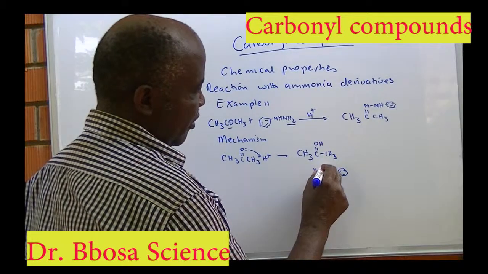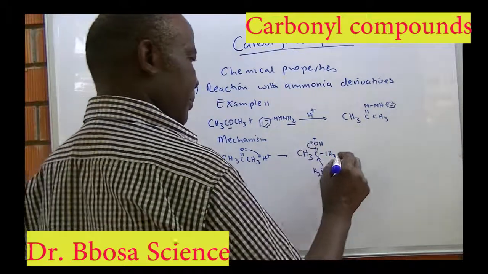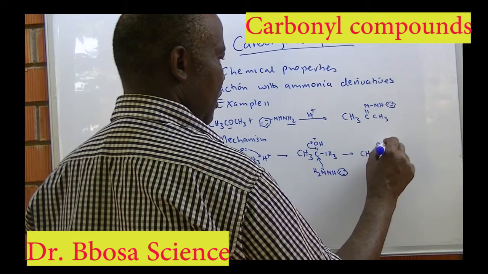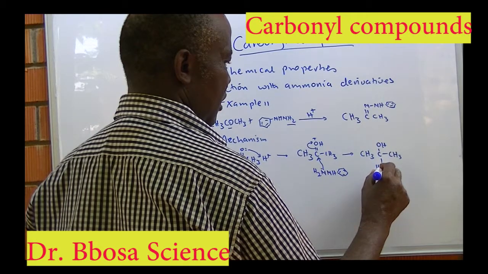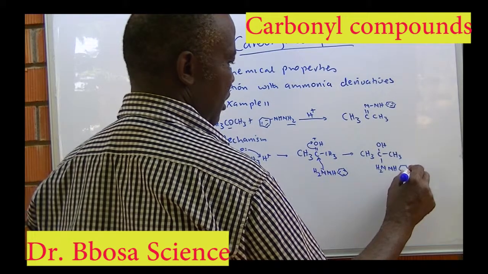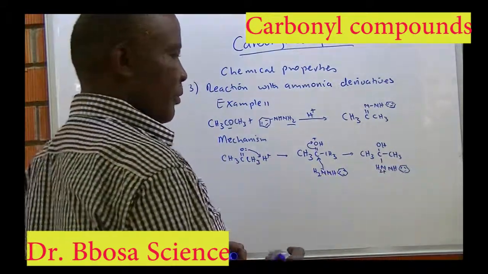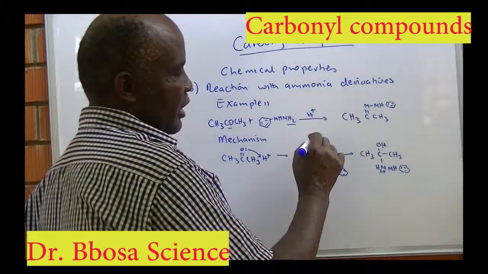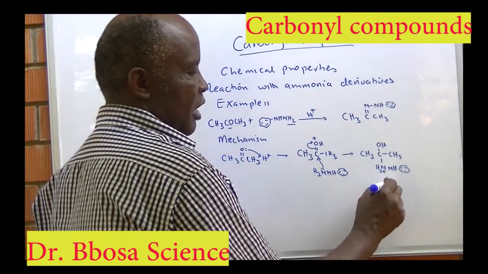hydrogen atoms, and it uses a pair of electrons to react with the carbonyl group. This bond breaks. Get a positive charge there. These positive charges are very important. We shall be marking according to the movement of the charges. Then the positive charge will jump from here to there. So there will be a proton shift.